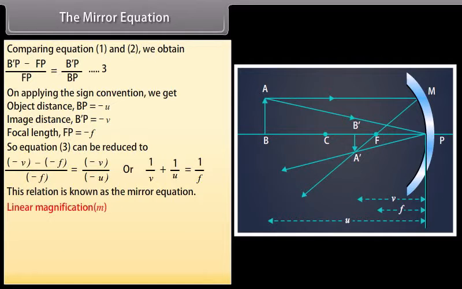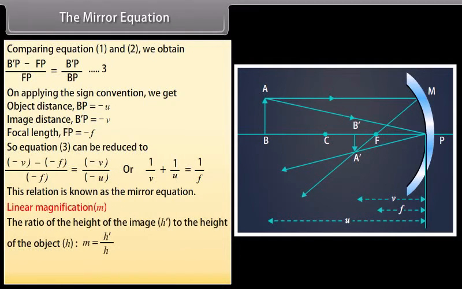Linear magnification, m. The ratio of the height of the image, h', to the height of the object, h: m is equal to h' by h. For the given figure, linear magnification is minus v by u.